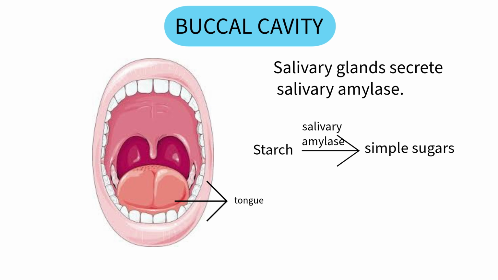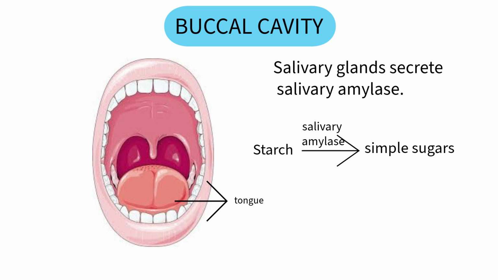First, digestion of food occurs in the mouth or the buccal cavity. It is the partial digestion of food. Starch is converted into simple sugar. Now, how does this conversion occur? Here we can see and also note that the mouth includes teeth and tongue, and the mouth is the beginning of the digestive tract.